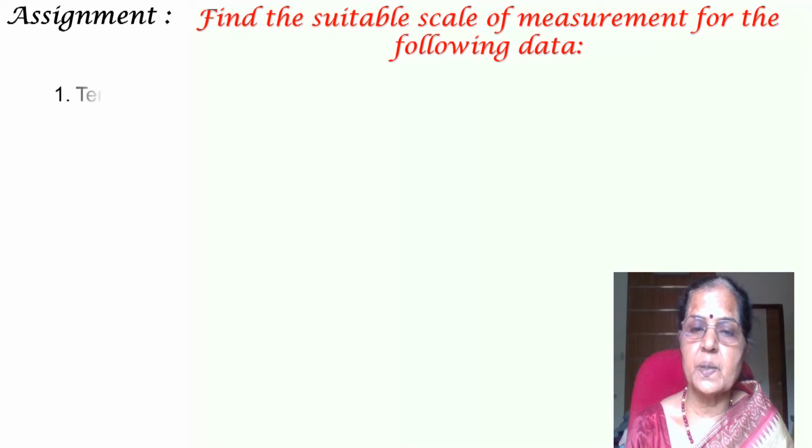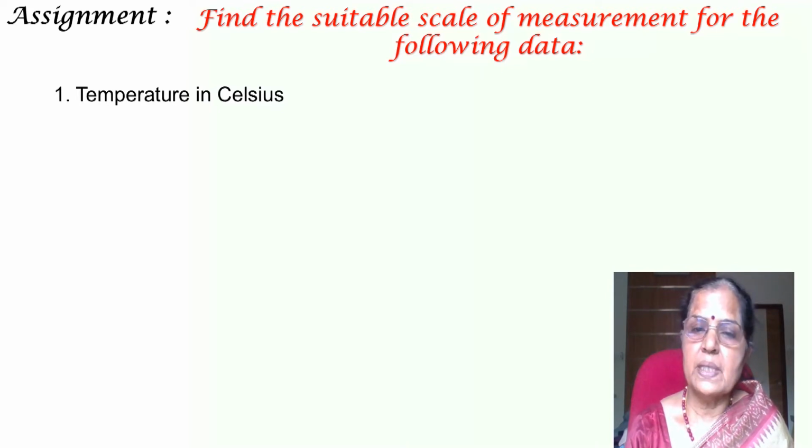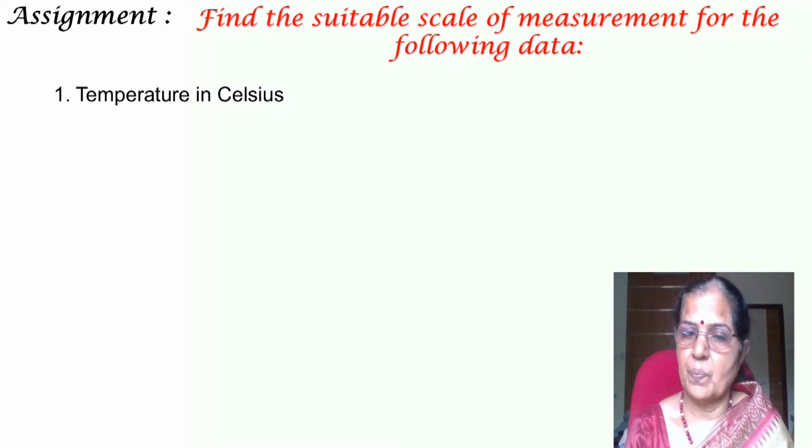Temperature in Celsius. See, temperature in Celsius, it can be arranged in order. And there is equal distance between two values in the temperature scale. That is, the difference between 9 degrees Celsius and 8 degrees Celsius is equal to the difference between 80 and 81 degrees Celsius. But there is no true zero. So this is interval scale. The temperature in Celsius is an interval scale.